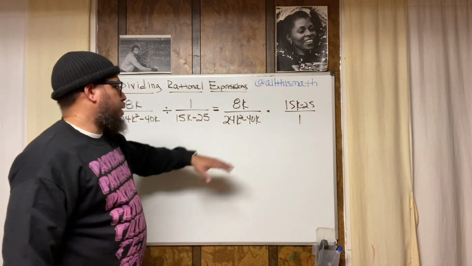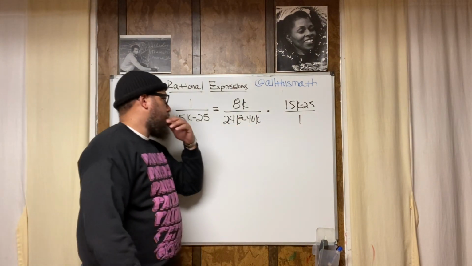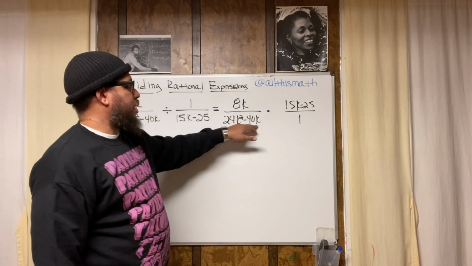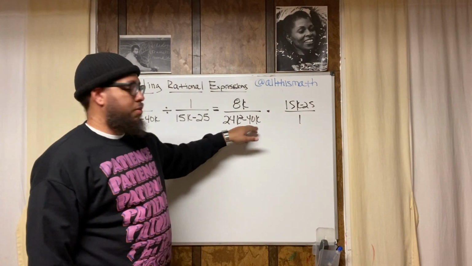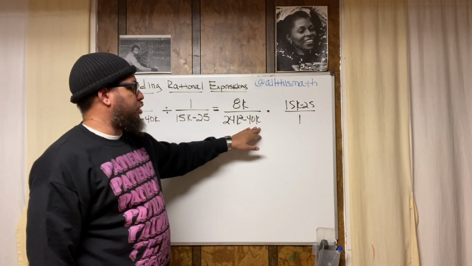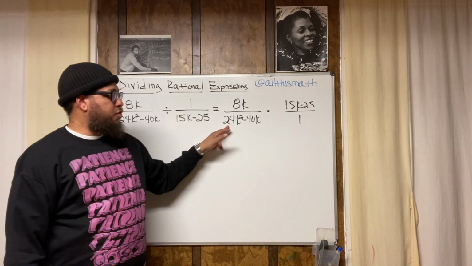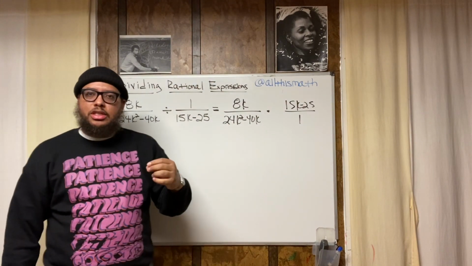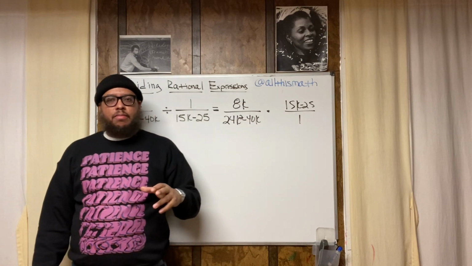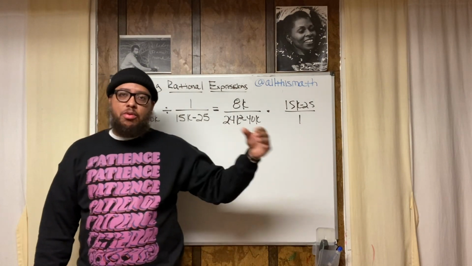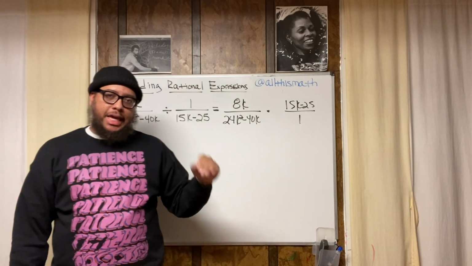So now it's time to factor. I know I can factor this because it has a GCF that I can pull out. 24k squared minus 40k. First thing you do is look at your coefficients. I have a 24 and a negative 40. The GCF of 24 and negative 40, the greatest number that they are both divisible by, is 8.